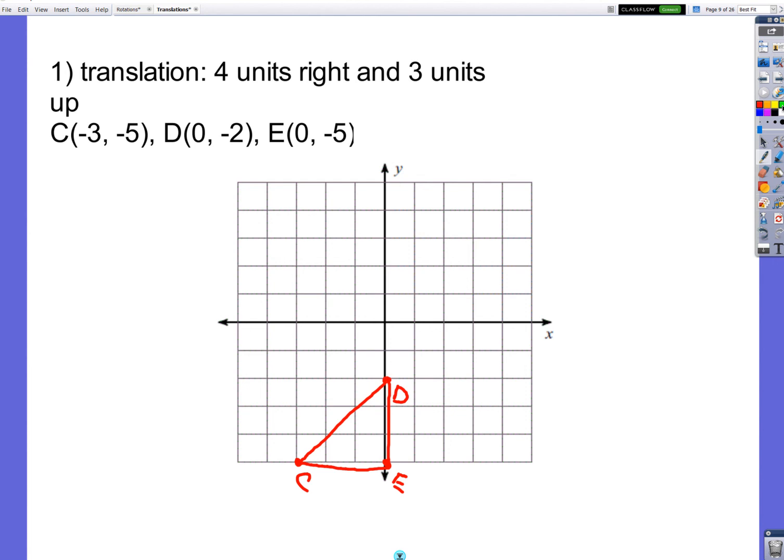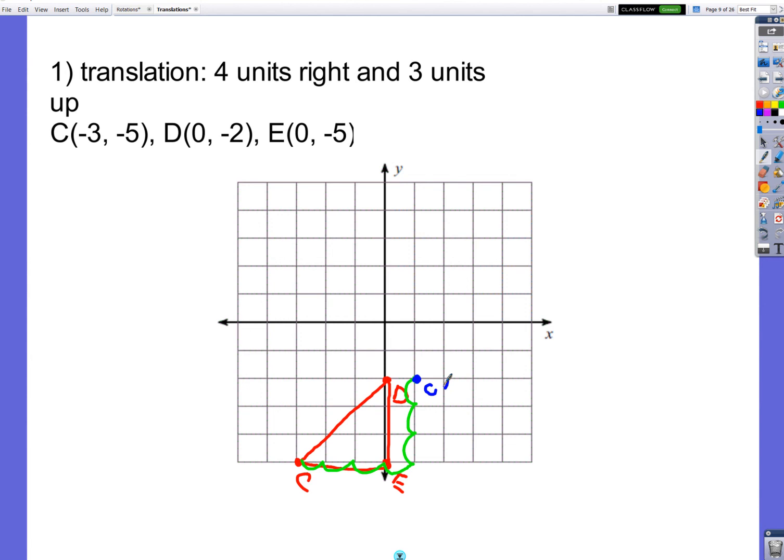Okay, now let's do the transformation here. They want us to go 4 units right and 3 units up. I'll do one of them by hand. So 1, 2, 3, 4. 1, 2, 3. So my new point for C, which we'll call C prime, will be at 1, -2.